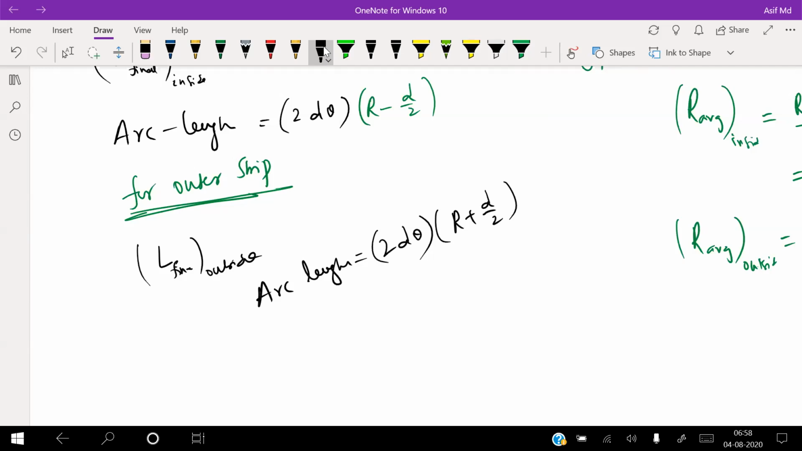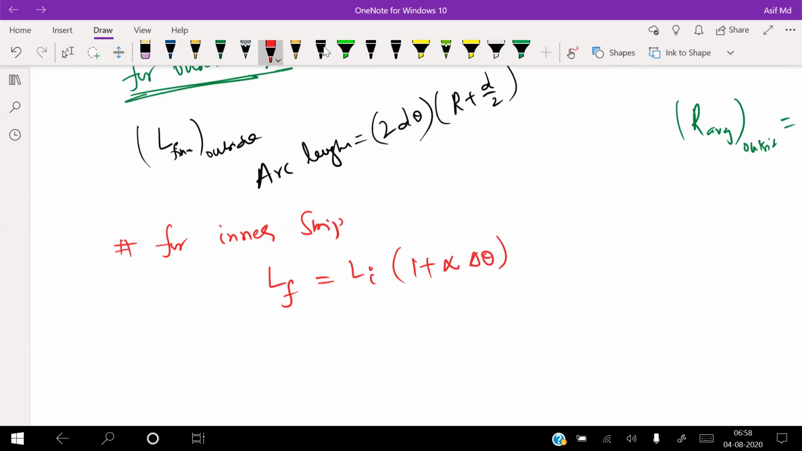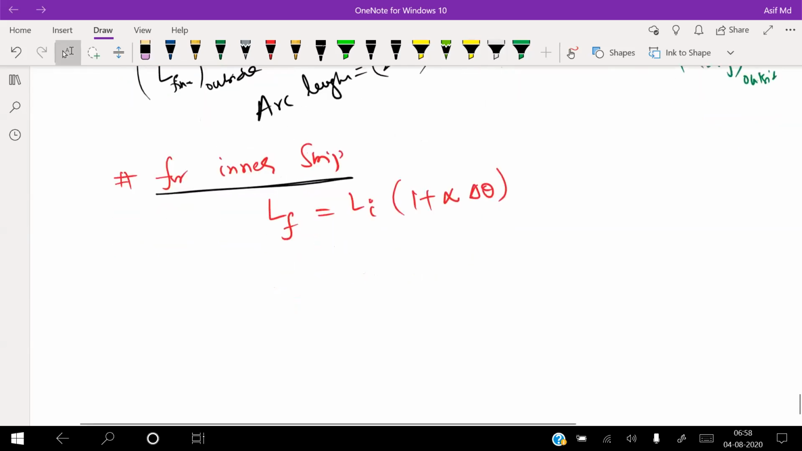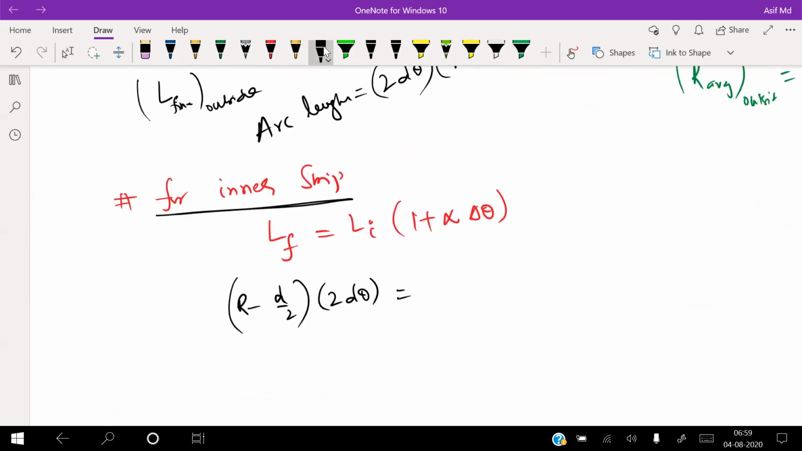So for the inner strip, L final is equal to L initial into 1 plus alpha into delta T. This is a basic formula, isn't it? The final length increases when you're heating it. So what is the final length here for the inner strip? It is R minus D by 2 into 2D theta, and that is equal to L initial.